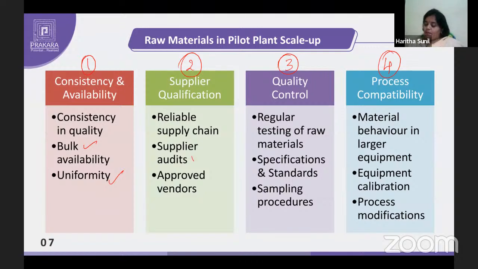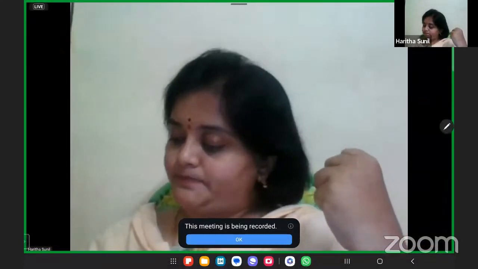And then supplier audits should be performed, because before scaling up, the suppliers should undergo rigorous audits to ensure that their manufacturing practices meet the required standards for quality, consistency, as well as safety, so that these audits will ensure that the materials they provide will meet the specifications needed for the pilot plant production.